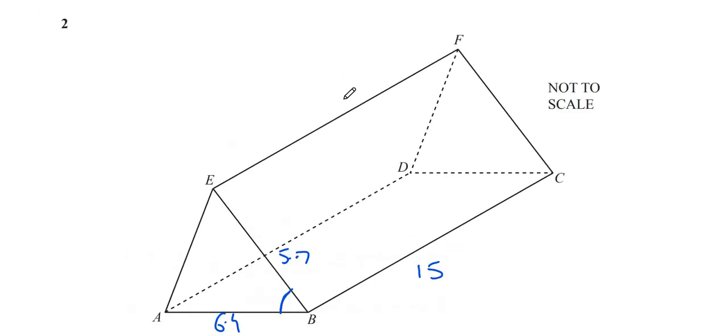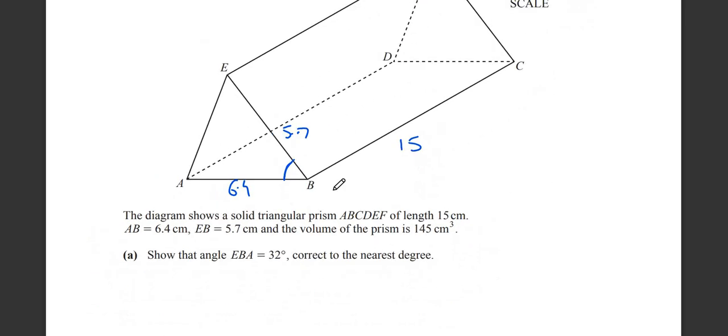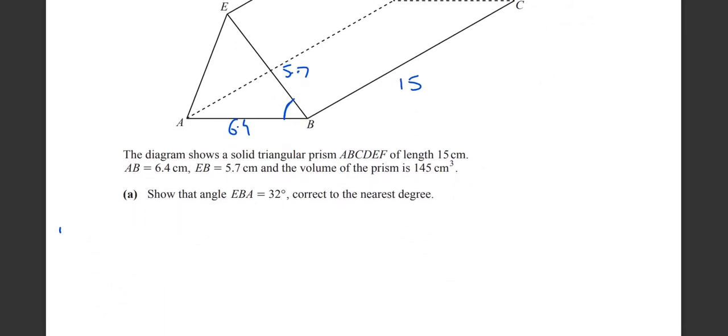Okay. First of all, what is the formula for volume of this shape? Volume of a triangular prism is area of triangle multiplied by length.